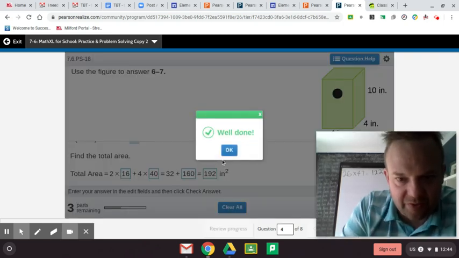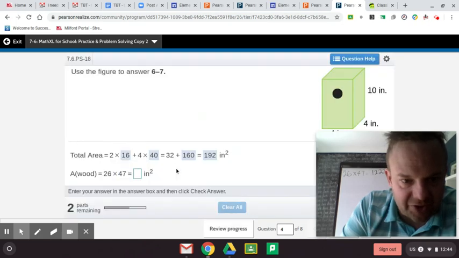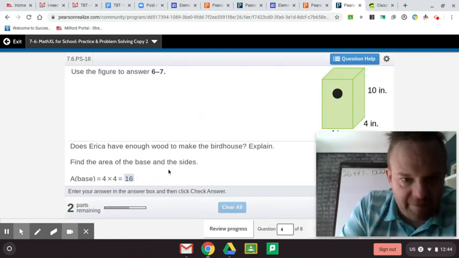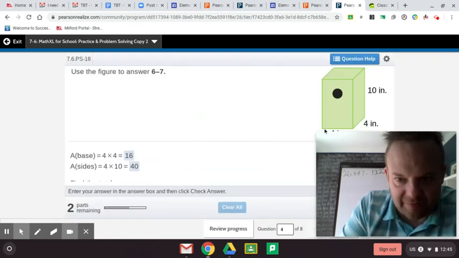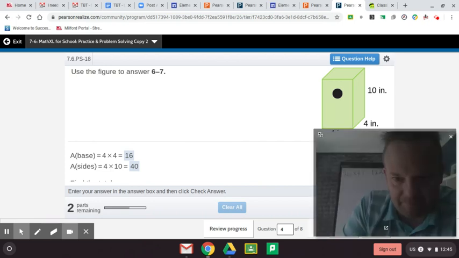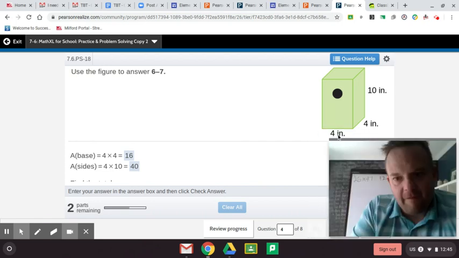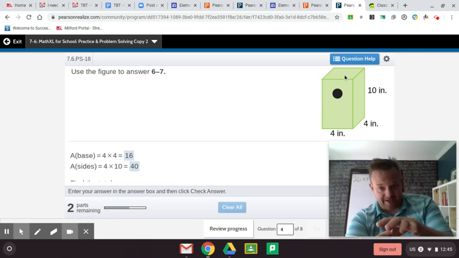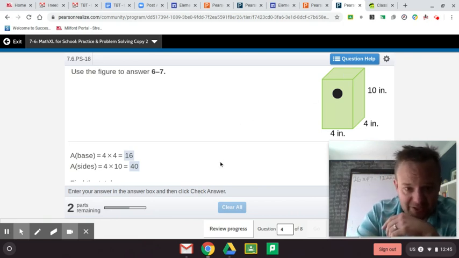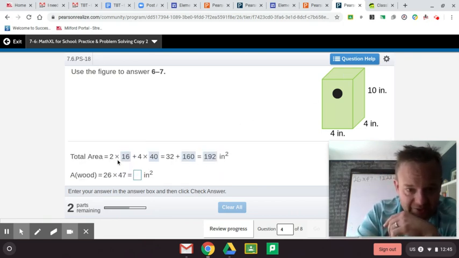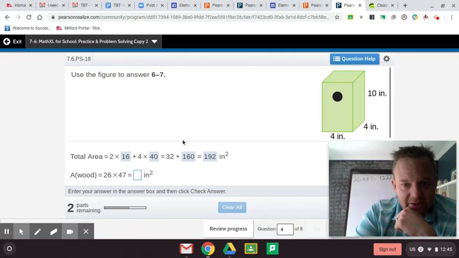Okay, just in case you did not understand what just happened here, we found the area of the base, which we have 2 of. 4 times 4 is 16, and then the top is also 16. So we have 2 of those. So that explains what this is, 2 times 16. And then the side is 4 times 10, that's 40. And then we had 4 of those.